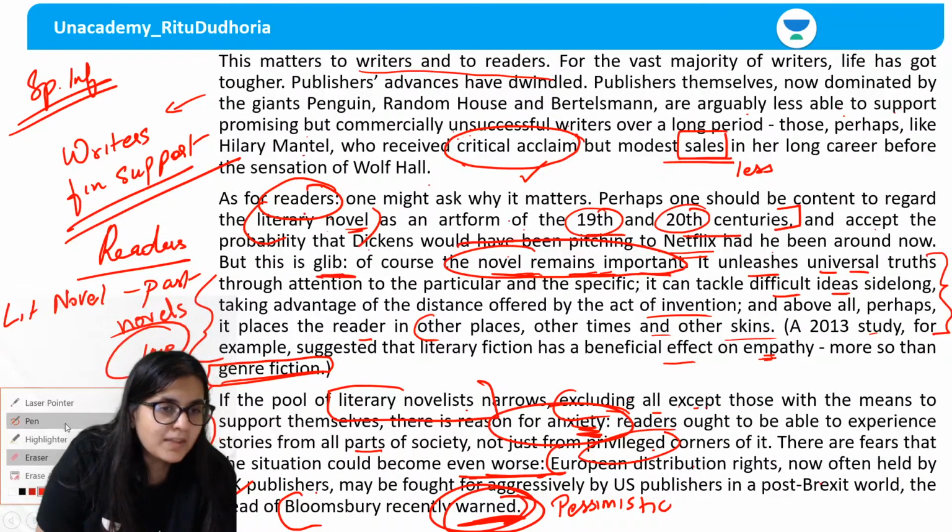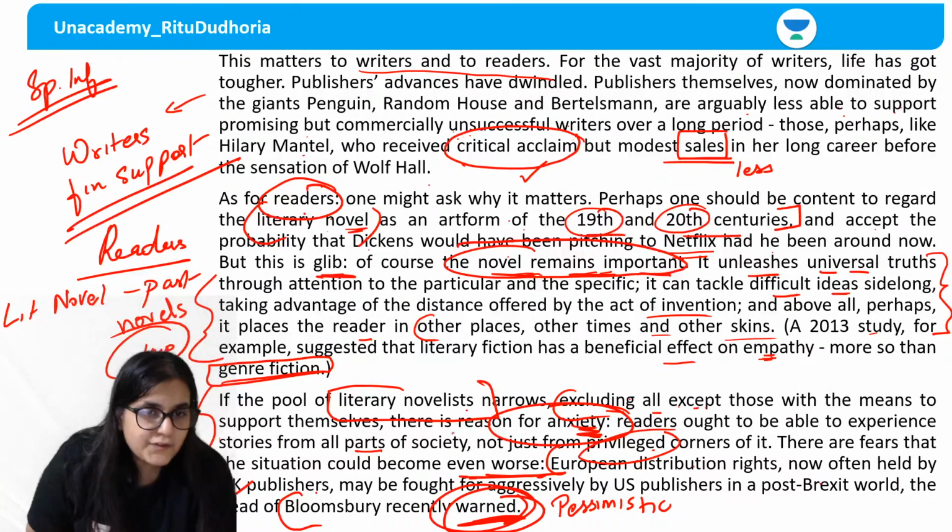Who is going to be impacted? There are fears that the situation could become even worse. Worse for whom? Worse for novelists.